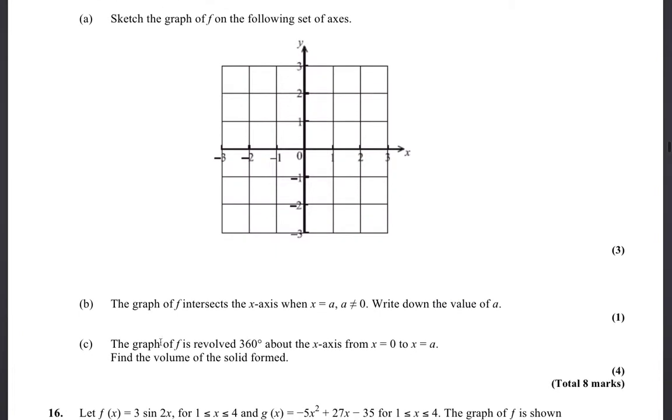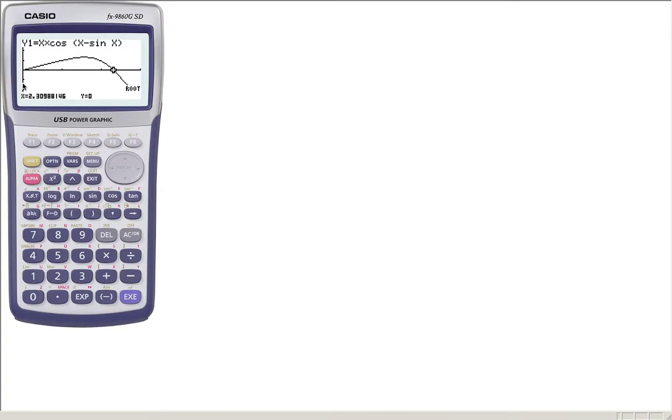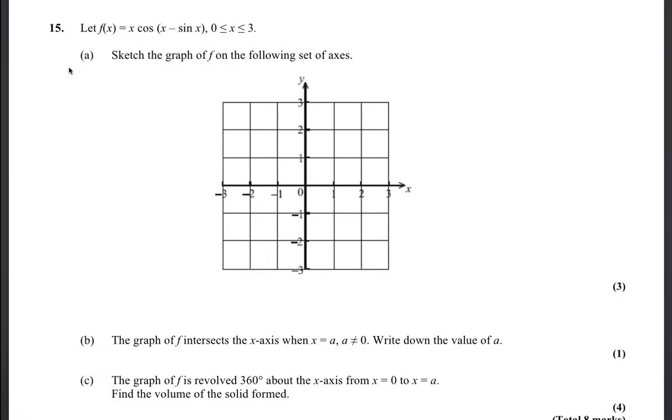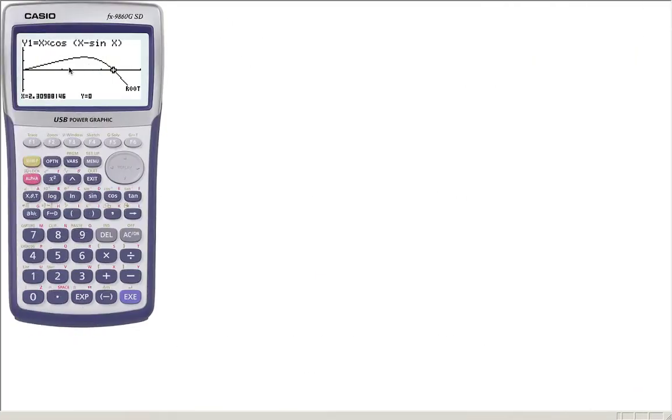And the last one: the graph of f is revolved 360 degrees about the x-axis from 0 to a. Find the volume of the solid formed. Okay, that means this area, this part, is revolved around the x-axis. So how do we find the volume? Let us use the formula.